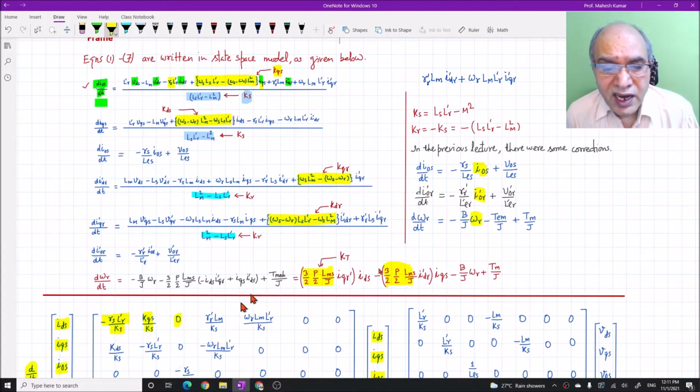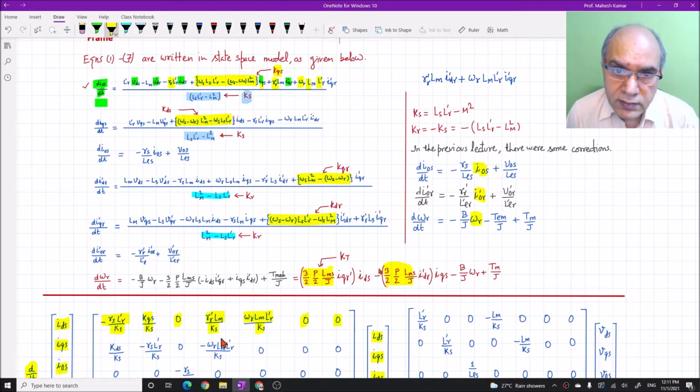Then comes IDR dash. IDR dash coefficient is here. This is Rr dash Lm by Ks. So Rr dash Lm by Ks. And then comes IQR dash. The IQR dash coefficient is omega r Lm Lr dash, so omega r Lm Lr dash by Ks. And other coefficients are 0. So this is 0 and this is 0. You see that we have formed the first row of this A matrix.